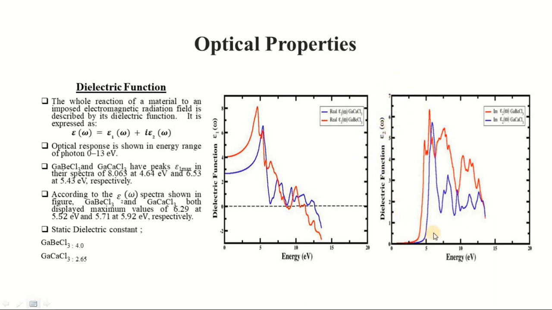Apart from that, we can say that epsilon 2 omega is basically related to the heat dissipation within the material. So when we increase the energy of the system, there is heat generation in the material because of the friction inside the material during polarization.